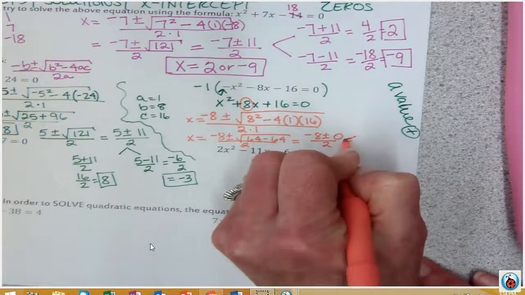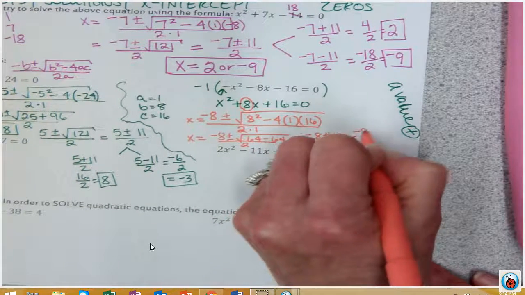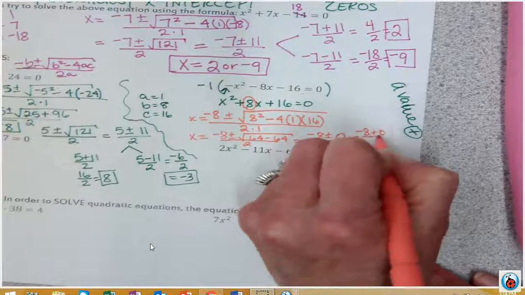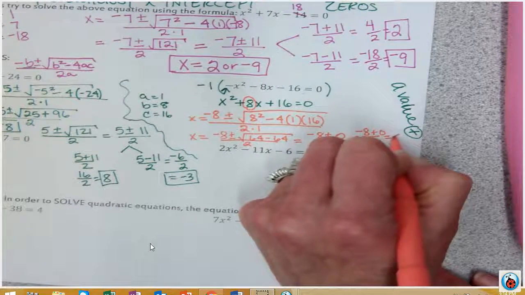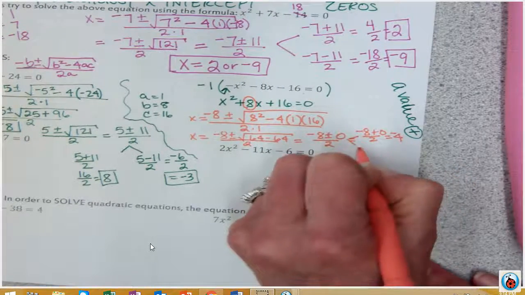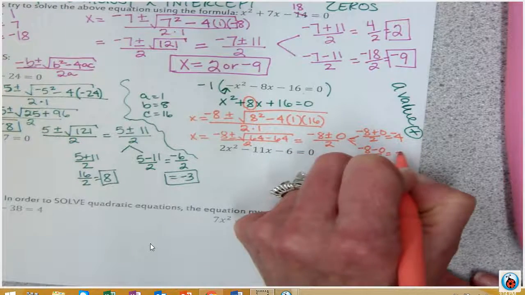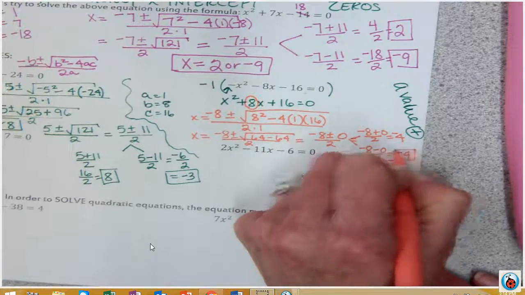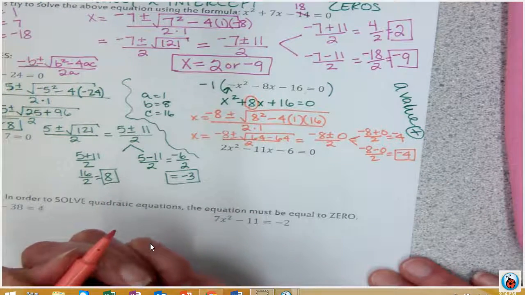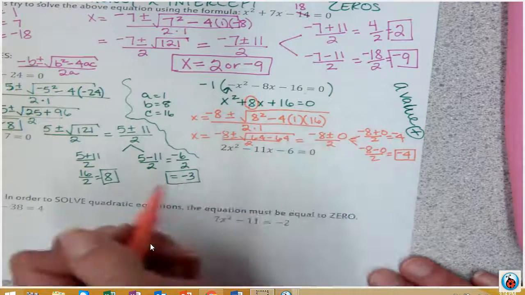So that, if you work that into two problems, you would have negative 8 plus 0 divided by 2, which equals negative 4, or negative 8 minus 0 divided by 2, which is also going to equal negative 4. You're going to end up with one answer. Okay?